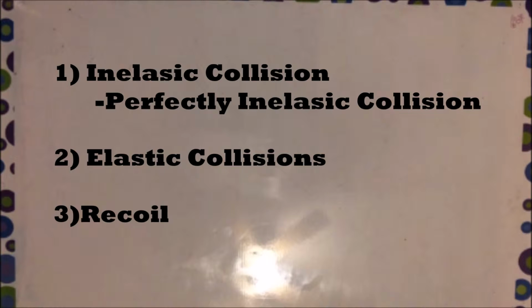There are three different types of collisions: inelastic collisions, with the subbranch perfectly inelastic collisions, elastic collisions, and recoil. In an inelastic collision, the objects collide together with a loss of kinetic energy. In a perfectly inelastic collision, the two objects stick together and move together as one mass. In an elastic collision, the objects do not stick together and there is no loss of kinetic energy. In recoil, both objects are initially at rest before the collision.